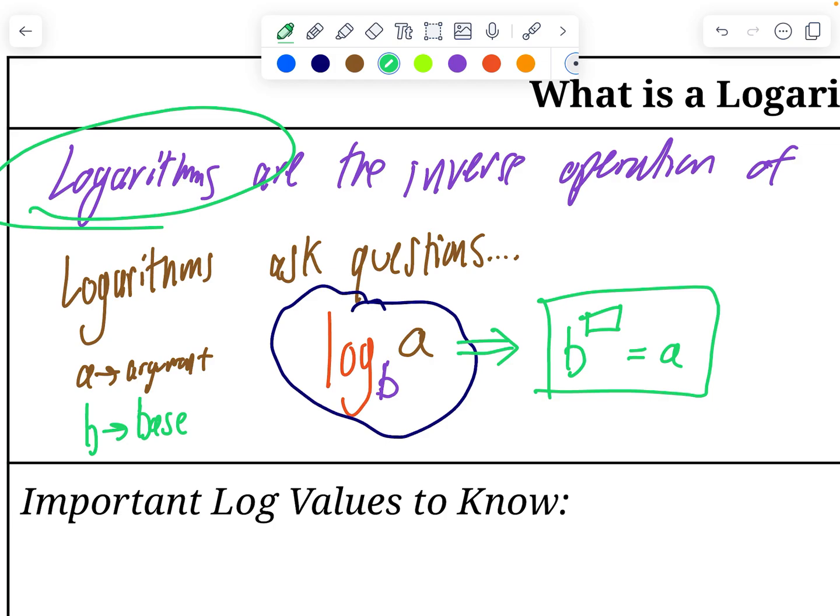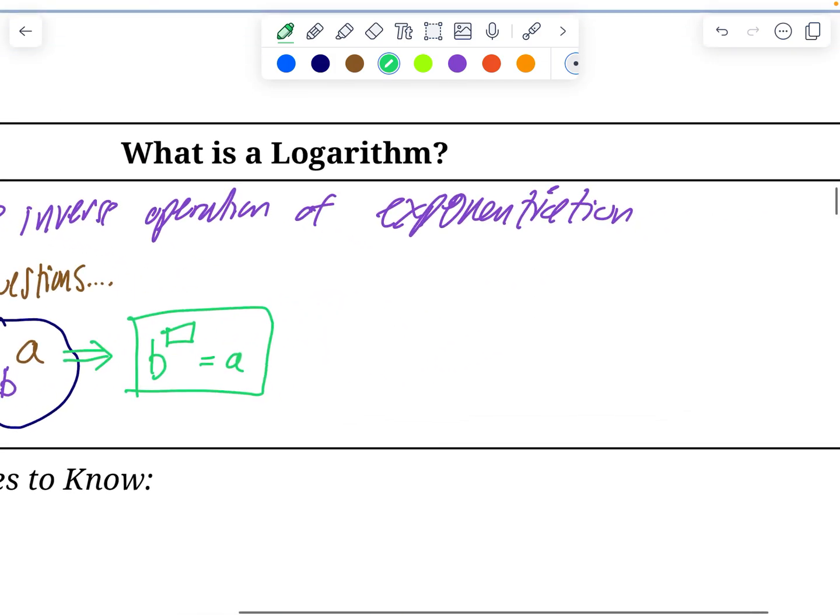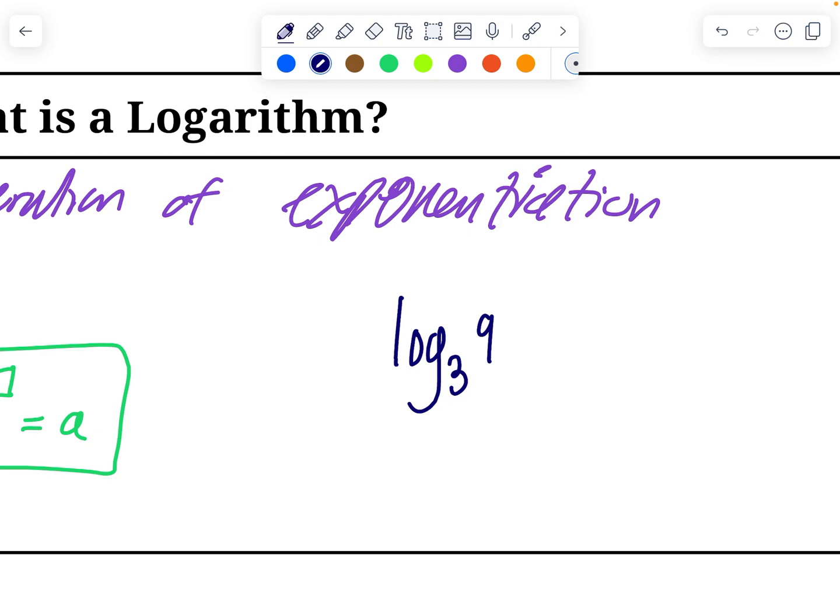Okay. I'll give you an example. Here's a simple log. Log base 3 of 9. Please say that the correct way. We're big boys and girls. We should say that the right way. Log base 3 of 9. Log base 3 of 9 asks a question in your head. To figure out what number it equals, you should think base to what power equals argument. 3 to what power equals 9? Well, 3 to the second equals 9. Log base 3 of 9 is 2.